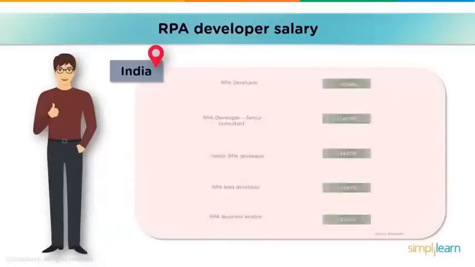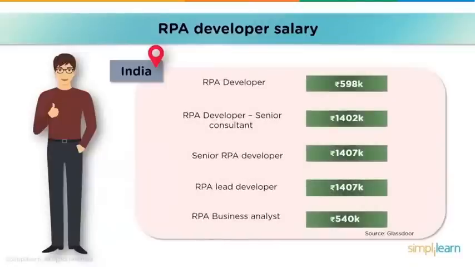Moving on to India, the average salary of an RPA developer is around 5,98,000 rupees. That of a senior consultant, a senior RPA developer, and an RPA lead developer is around 14 lakhs per annum. And the average salary of an RPA business analyst is around 5,40,000 rupees.